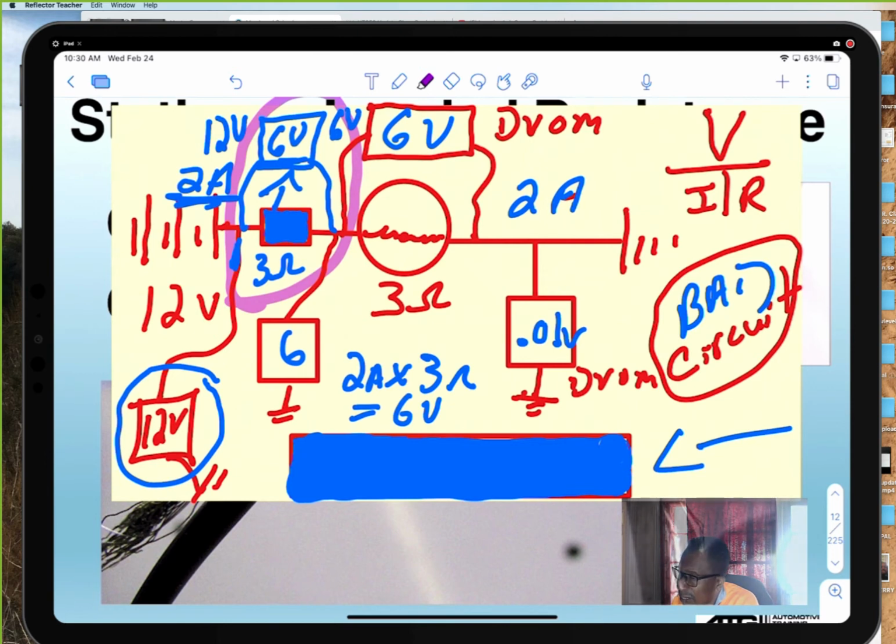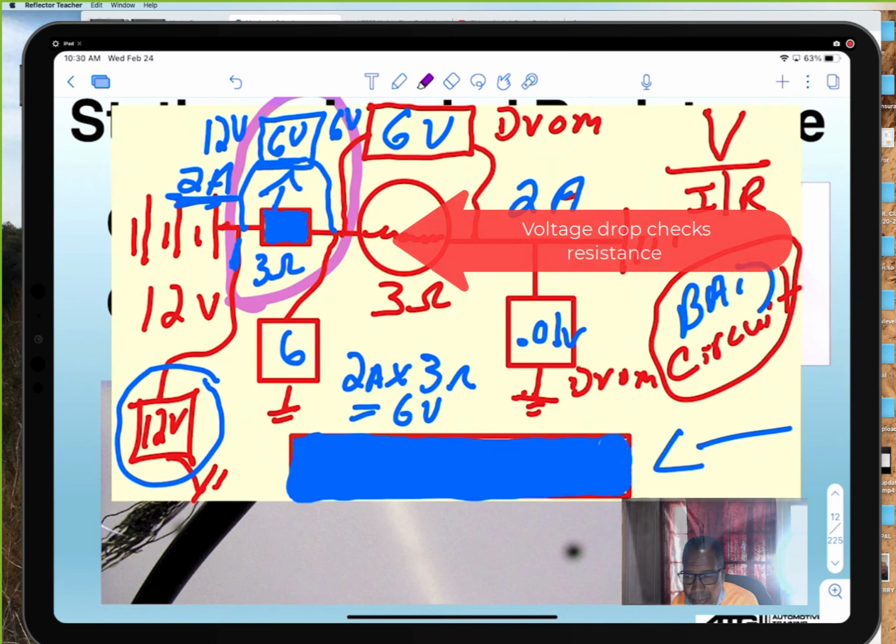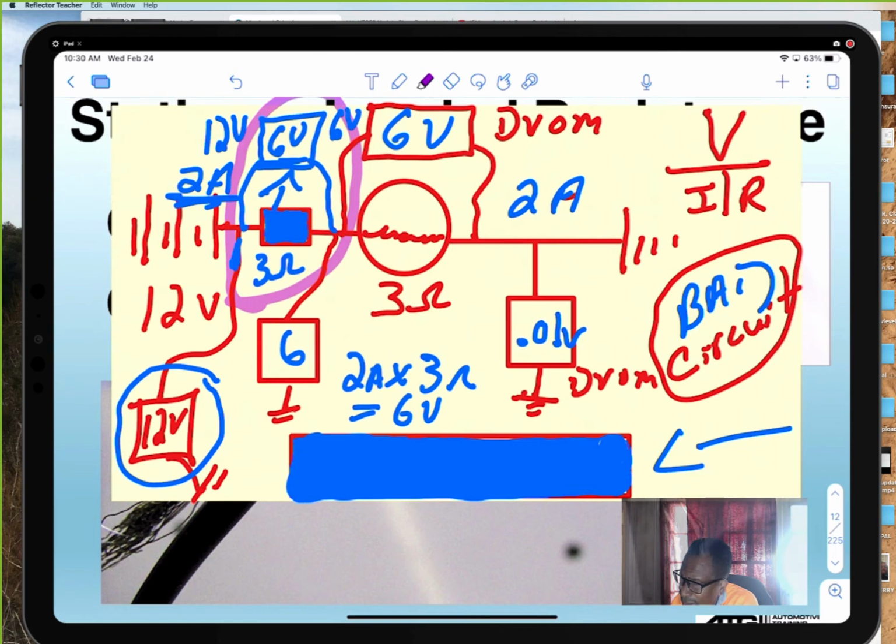That connector should never drop 6 volts. I think it's 0.2 of a volt or less. It should never be that high. So that connector is bad.